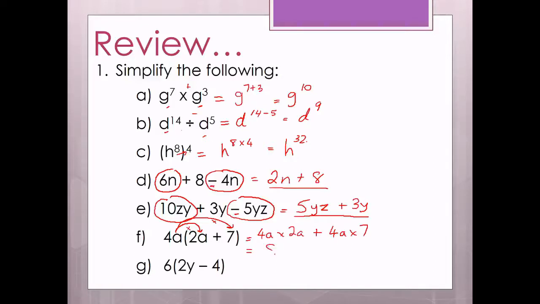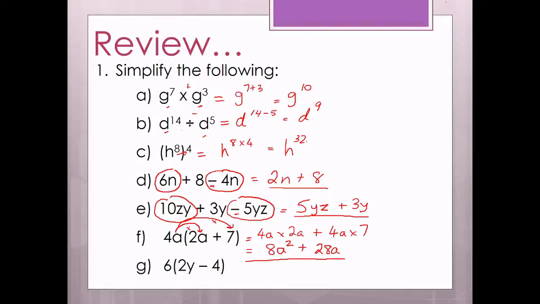Now 4 times 2 is 8, and a times a will give you a squared, so 8a squared. 4a times 7, or 4 times 7 is 28, so 4a times 7 is 28a, and no, we can't collect those together, so that's your final answer.